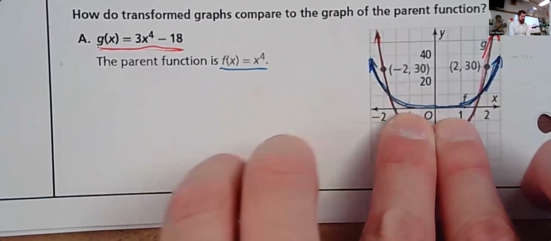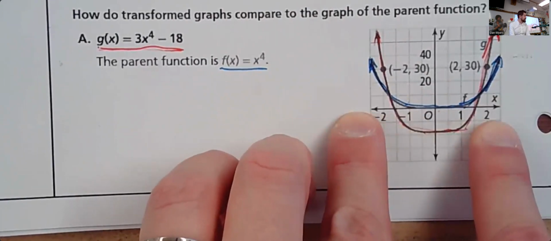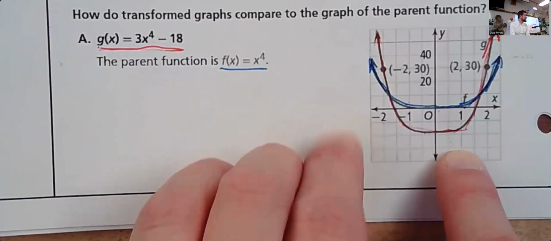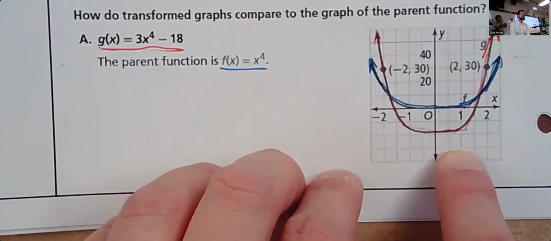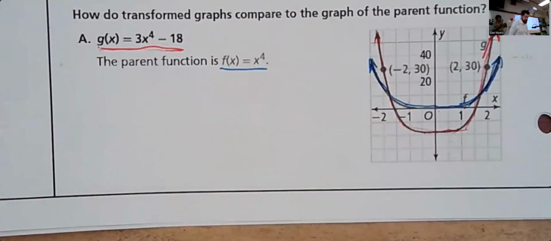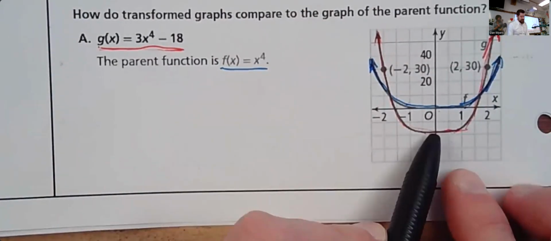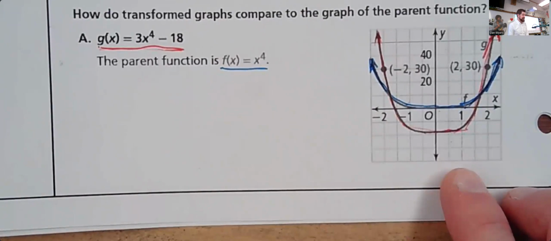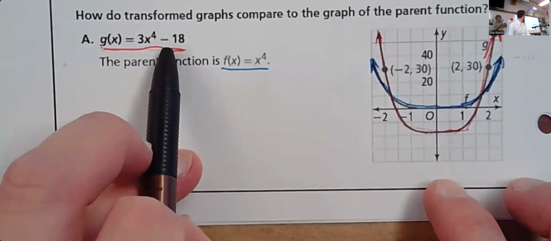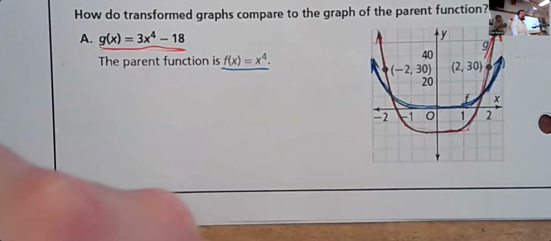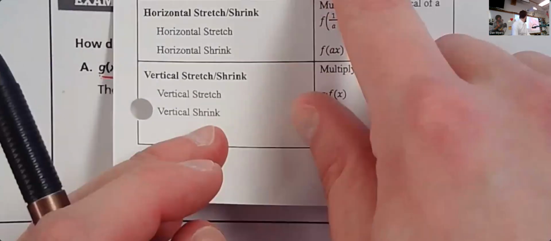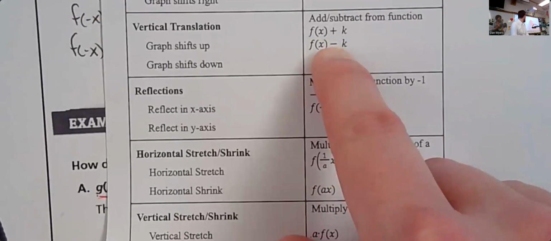The scale along the x-axis is going by 1/2. What's the scale for the y-axis? 10, yeah. Scale for the x-axis is 1/2, scale for the y-axis is 10. How much further down is the red one than the blue one? 18. So, minus 18.